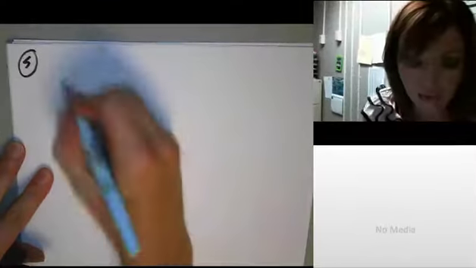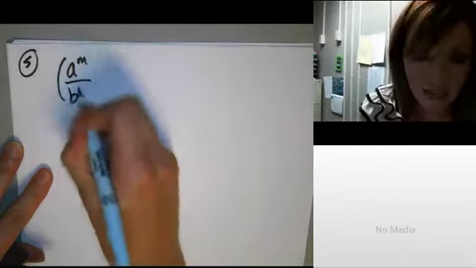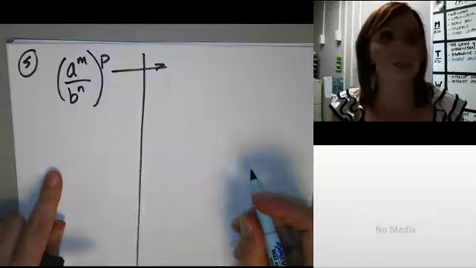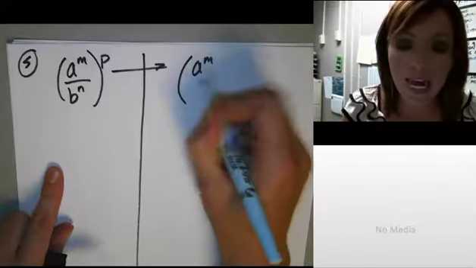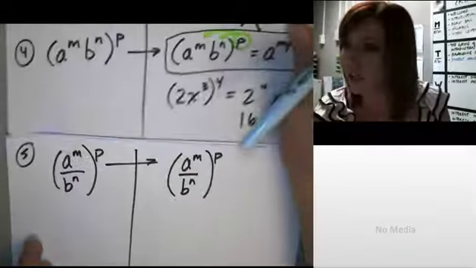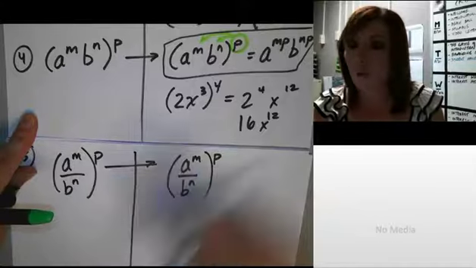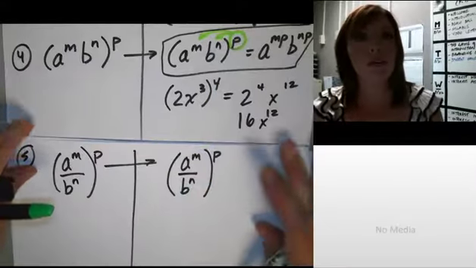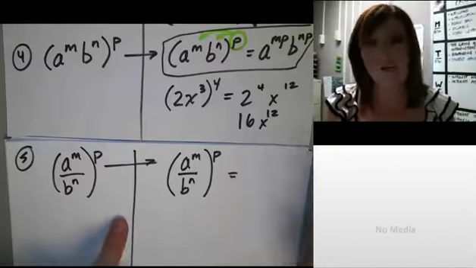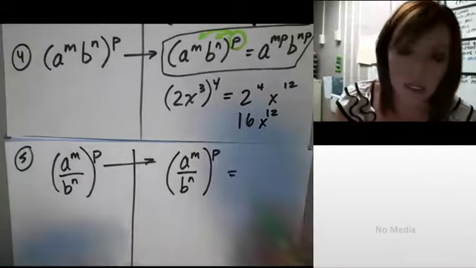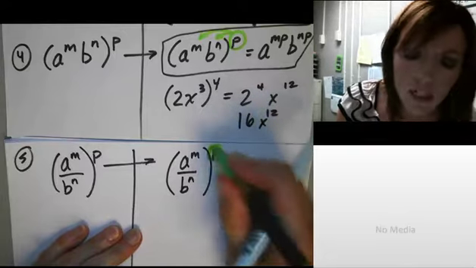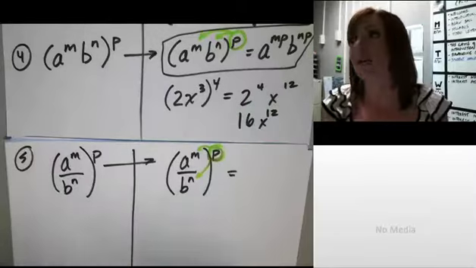Next idea is very similar to what we were just doing. So we have a to the m over b to the n, to the p power. Okay. So this is the same exact idea as what we just did in the last one. The only difference is that instead of having two things being multiplied together inside the parentheses, they're divided. But we take the same exact approach by distributing that p. So does someone want to take a guess at what we end up with when we distribute this p? Again, same exact concept. The only difference is we have two things being divided instead of multiplied.